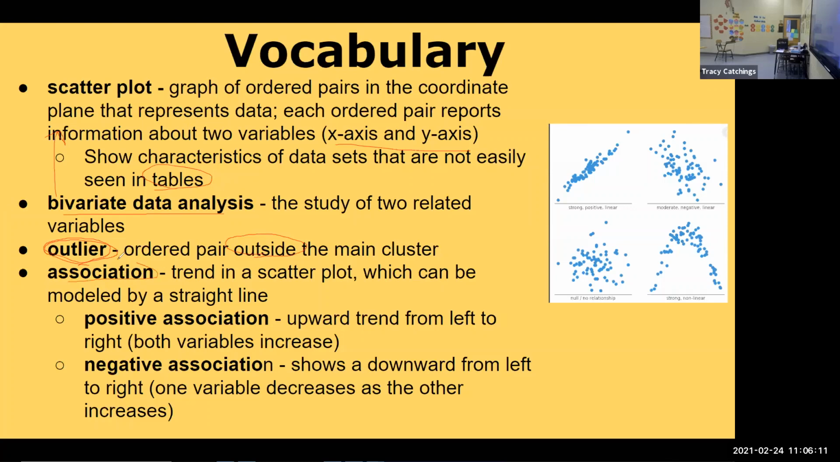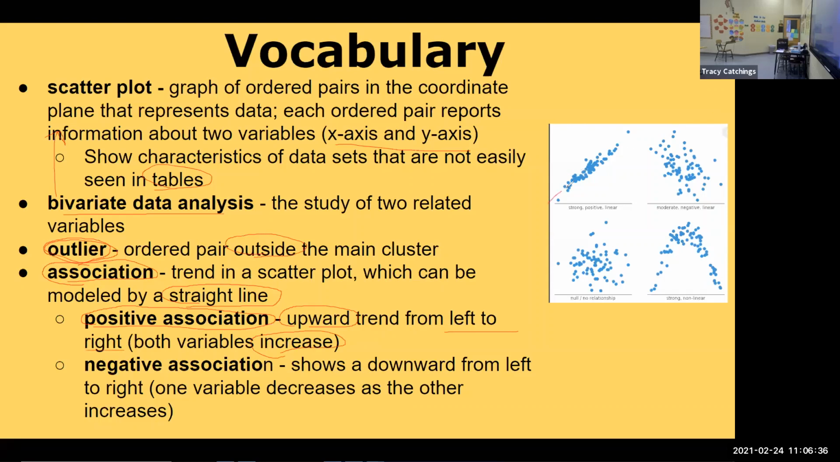But the main things we're looking at today are those associations. Associations are a trend in the scatter plot which can be modeled by a straight line. So when we're talking about associations, think about whether you can make a straight line. A positive association is pretty much what we know about positive. That means it is increasing from left to right. It goes upward, or in other words, increases.